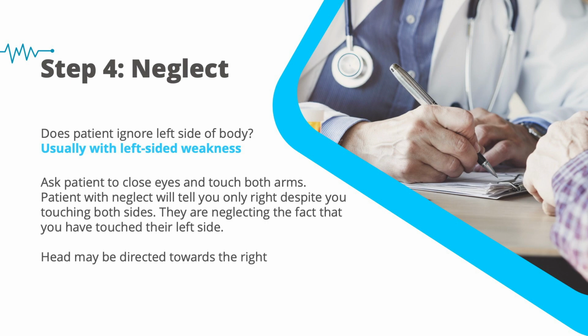And another way that you can tell people are having neglect is they'll deny the fact that they can't move the left side of their body. No, I'm not having a stroke. There's nothing wrong with me. And their arm's not moving. And that's basically all it is.